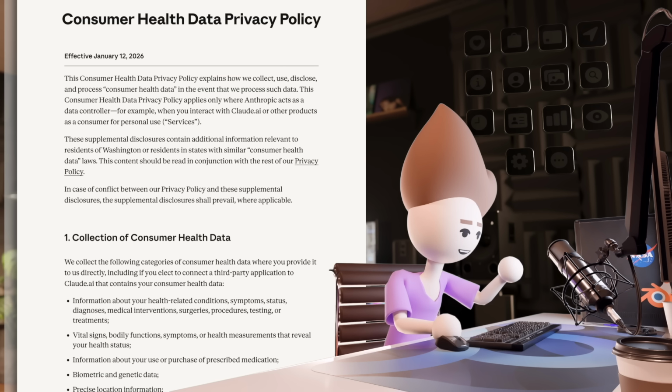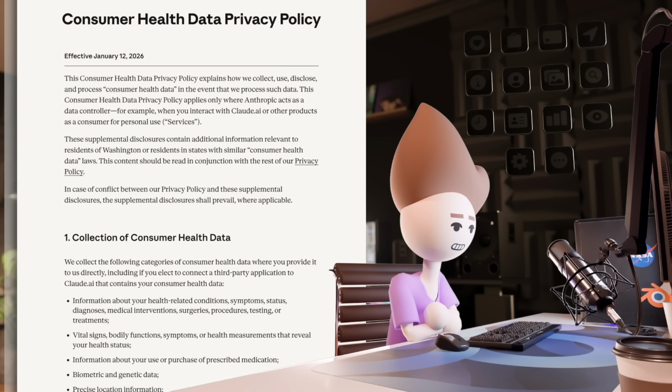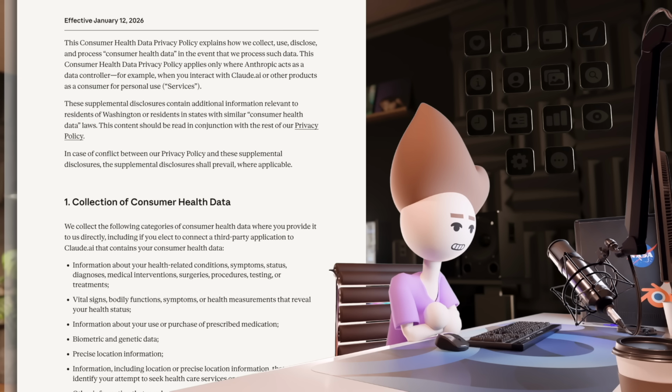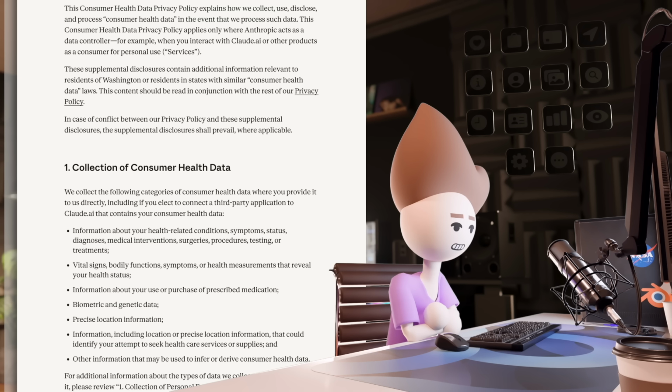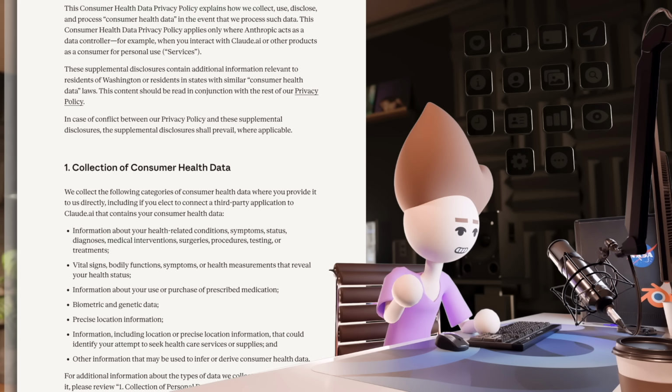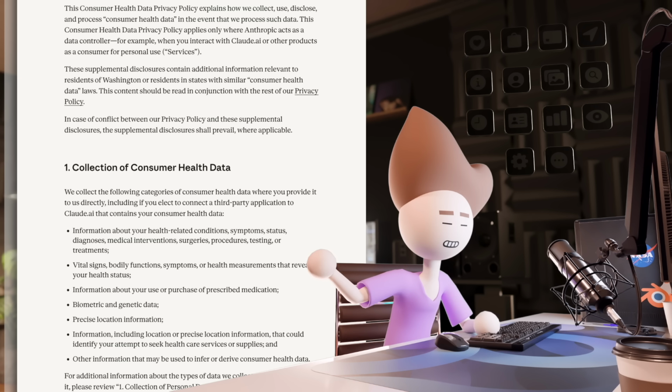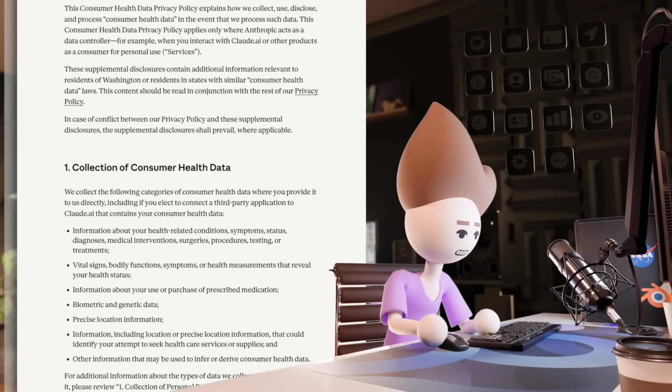Again, that's only if you live in the state of Washington, but for the rest of us, we can at least use your laws to better understand what data is being handled. 1. Collection of consumer health data. We collect the following categories of consumer health data where you provide it to us directly, including if you elect to connect third-party applications to Claude.ai that contains your consumer health data.